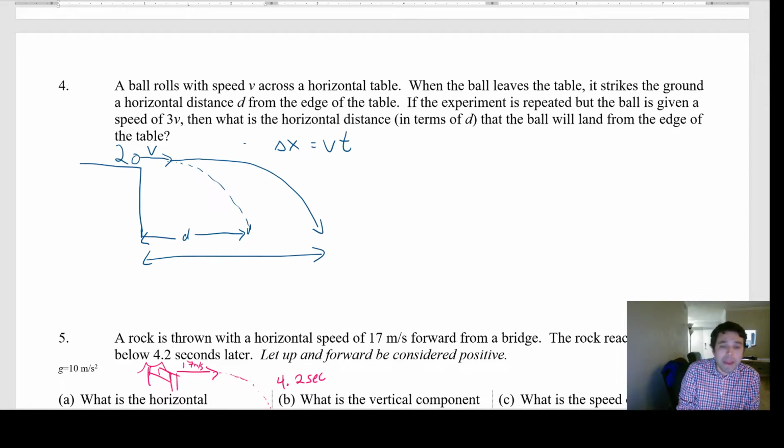Now, if we make the ball speed up faster this way, we give it twice the velocity. The question is, does that change how long it takes for it to fall down? I'm waiting for an answer in chat. If we double the velocity this way, does it change how long it takes for the ball to fall to the ground, if all we change is horizontal velocity?